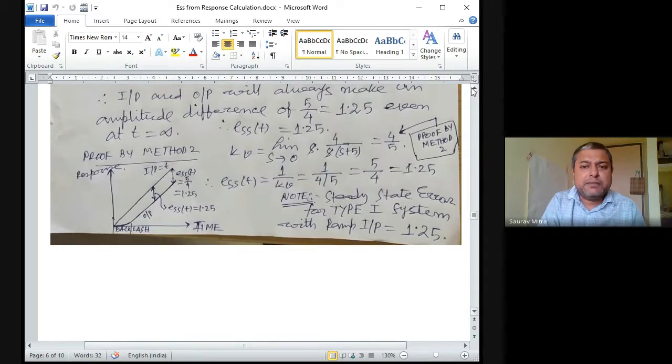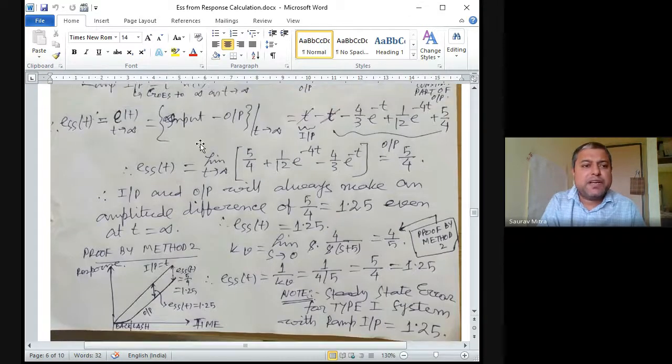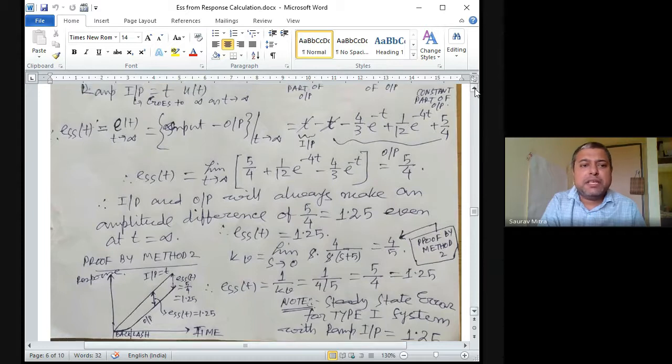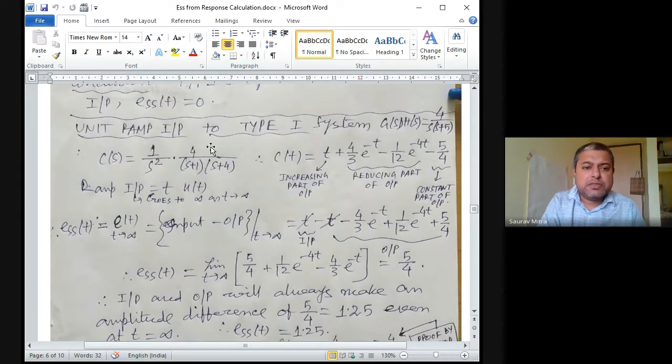And by the third method, what is the third method? The third method is to first find what is c(t). To calculate c(t), you need C(s) by R(s). So this is the C(s) by R(s) part, and C(s) is equal to R(s) into C(s) by R(s). Then find C(s), and then take the inverse Laplace, and you find c(t).